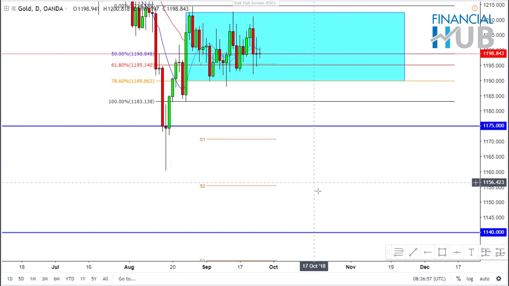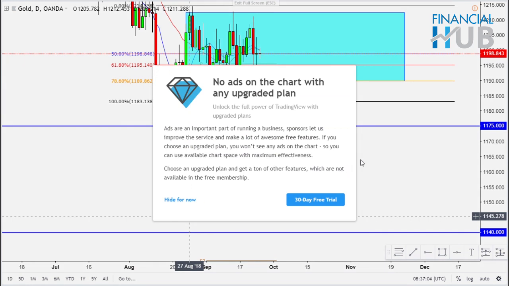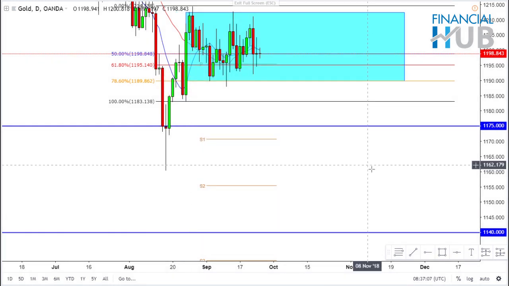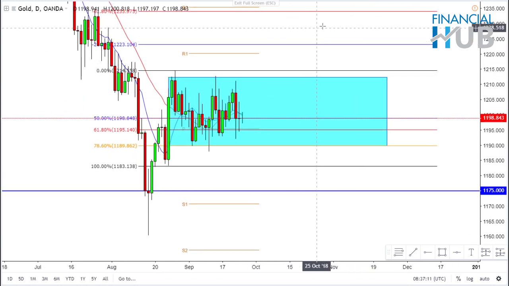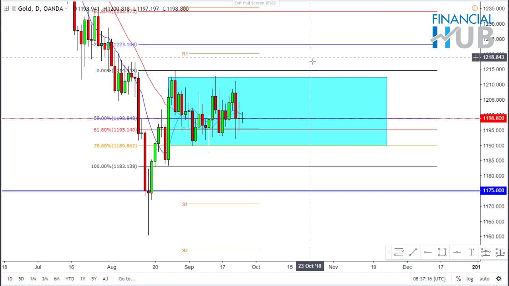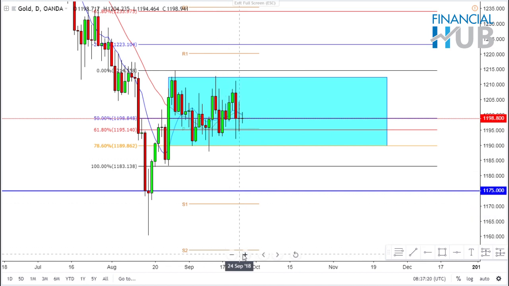To the upside, if we take out 1210, if we take out this 1210 zone, then we can maybe expect the markets to go higher, to maybe 1220 or 1225 before we make the next decision. So that's basically what I expect on this precious commodity. On the 4-hour chart, you can trade this consolidation pretty well by buying low and selling high.